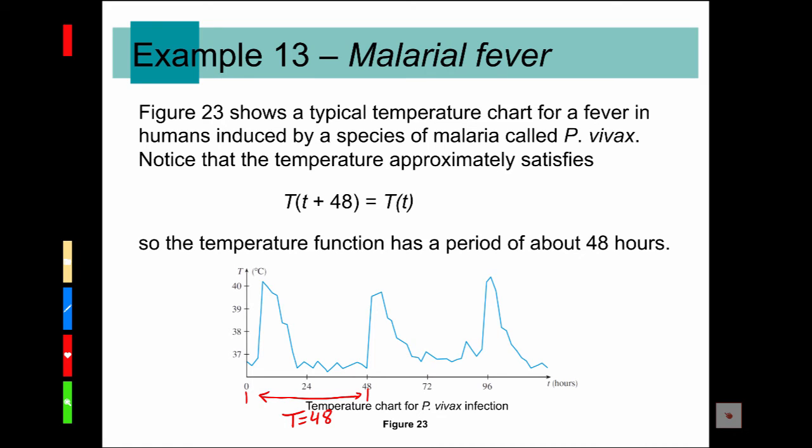Now, interestingly, different malaria species display different periods in terms of the fevers that they induce, and that's one of the ways that doctors are able to diagnose what type of infection a patient has.